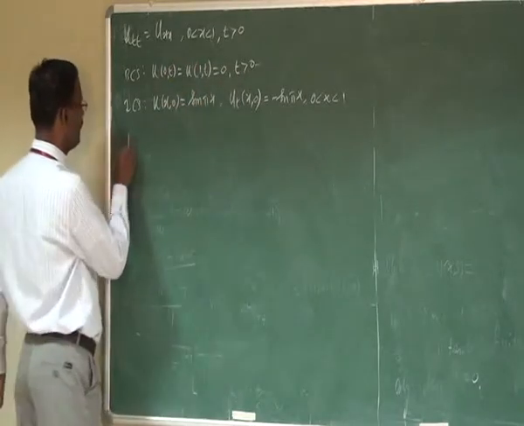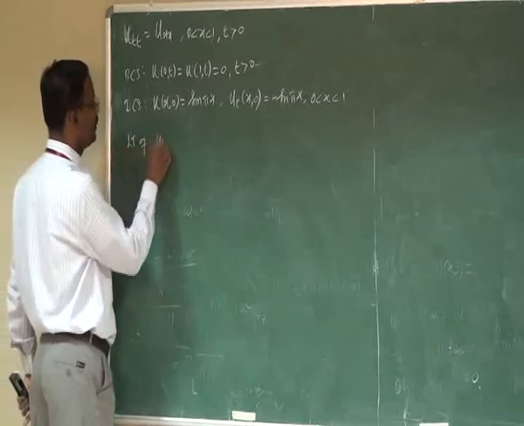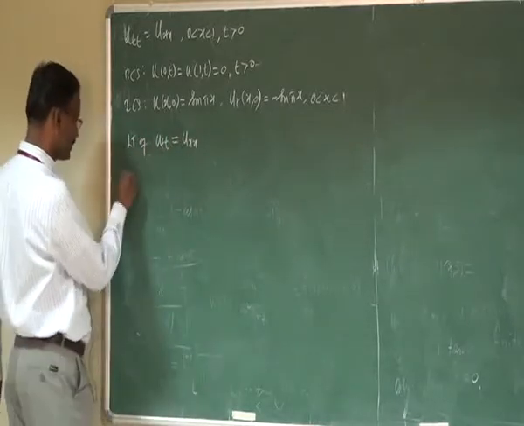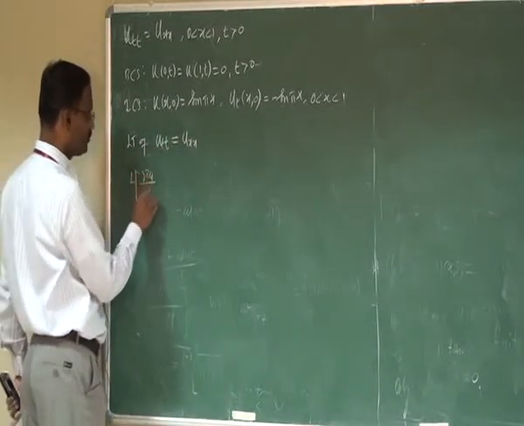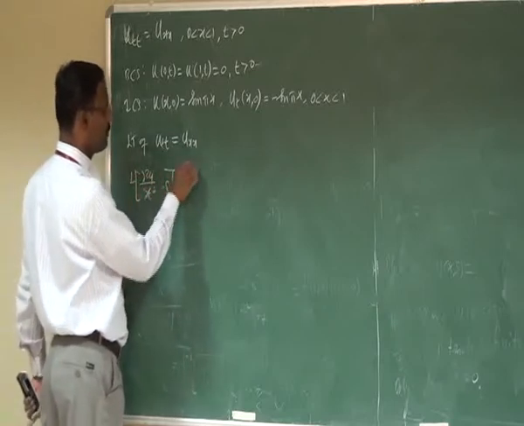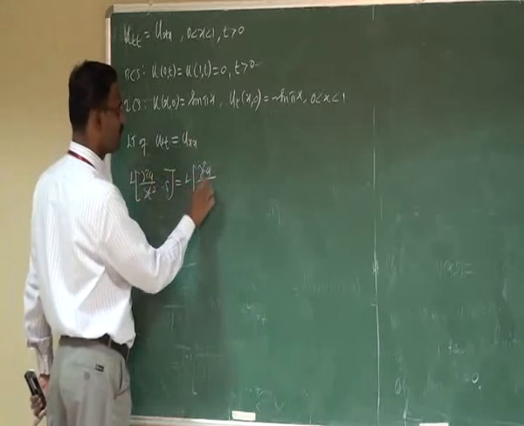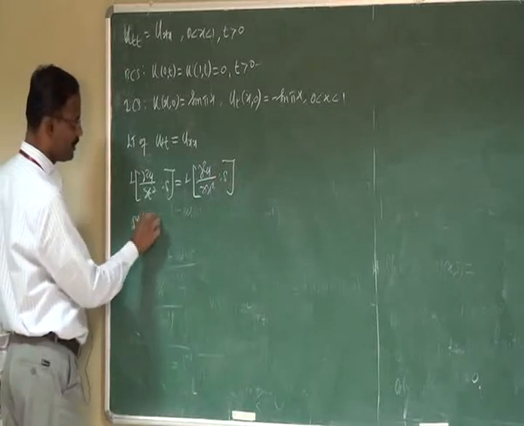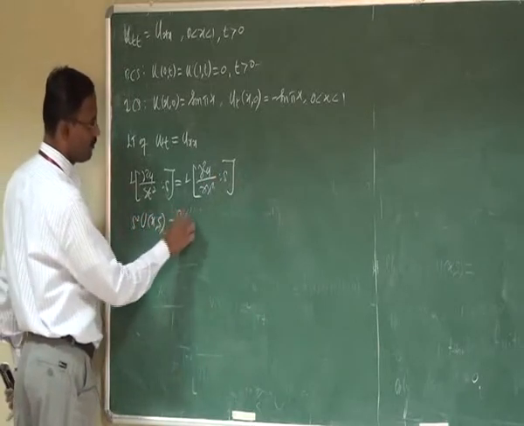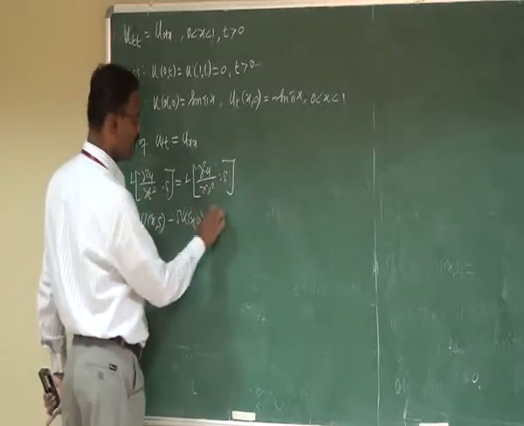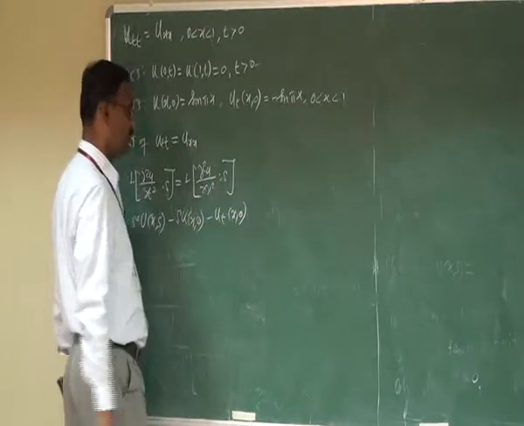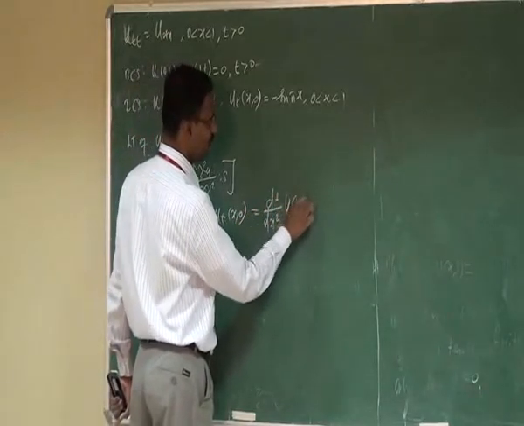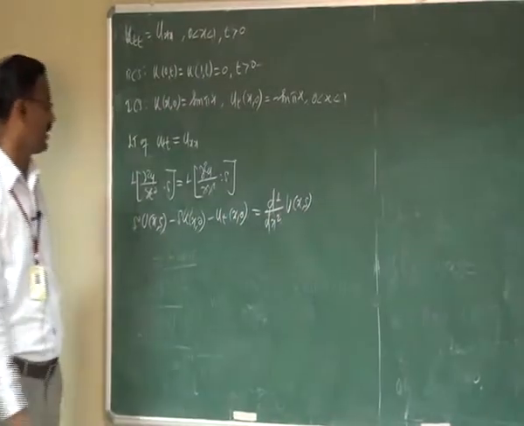Now the Laplace transform of dou square u by dou t square equals dou square u by dou x square. The Laplace transform of dou square u by dou t square is equal to the Laplace transform of dou square u by dou x square. So it is equal to s square into u of x comma s minus s into u of x comma 0 minus u t of x comma 0 equals d square by dx square of u of x comma s.